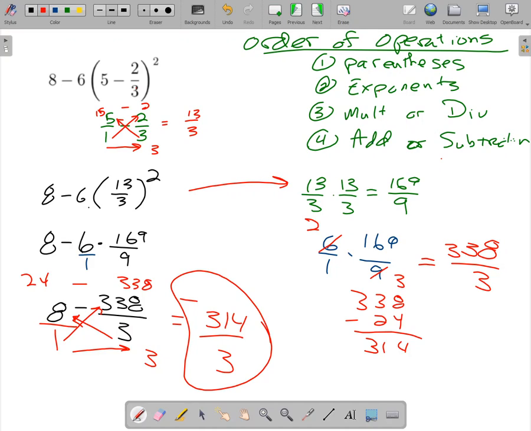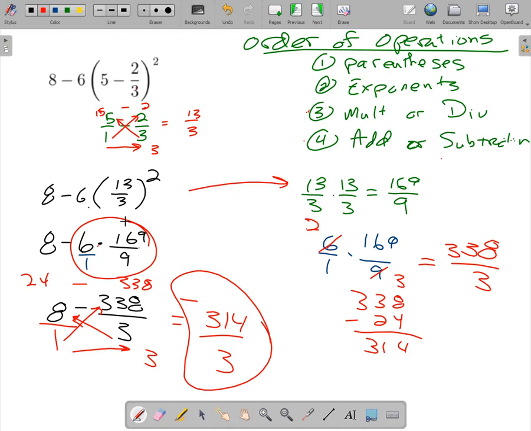Okay, so then I put that back in. I would love to do 8 minus 6, but I can't because order of operations says I got to multiply before I can do the subtraction. So then, okay, what is 6 times 169 over 9? I did a little reducing first. 3 goes into 6 twice. 3 goes into 9 3 times. And then 2 times 169, if I didn't mess that up, is 338. 1 times 3 is 3. So I brought that back in, so that's the result of that.